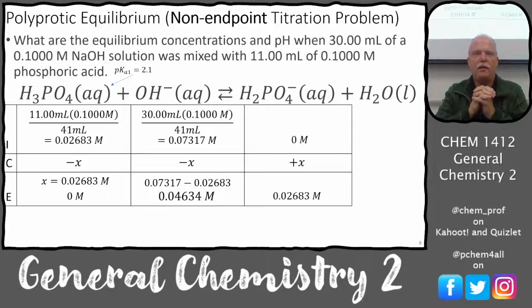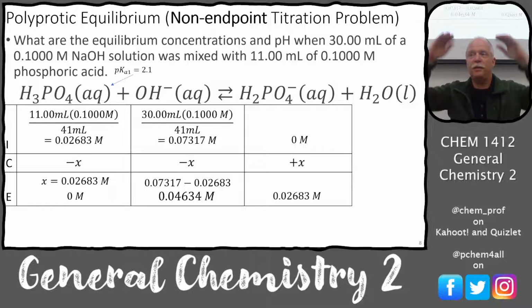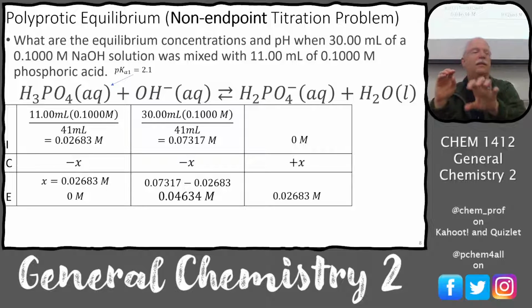So let me pause here just so you know what's going on. It's a limiting reactant problem. We're not doing equilibrium yet. So we've run out of one of the reactants, and we have our reactant that's remaining, the hydroxide ion, and we have the product, which is also an acid.